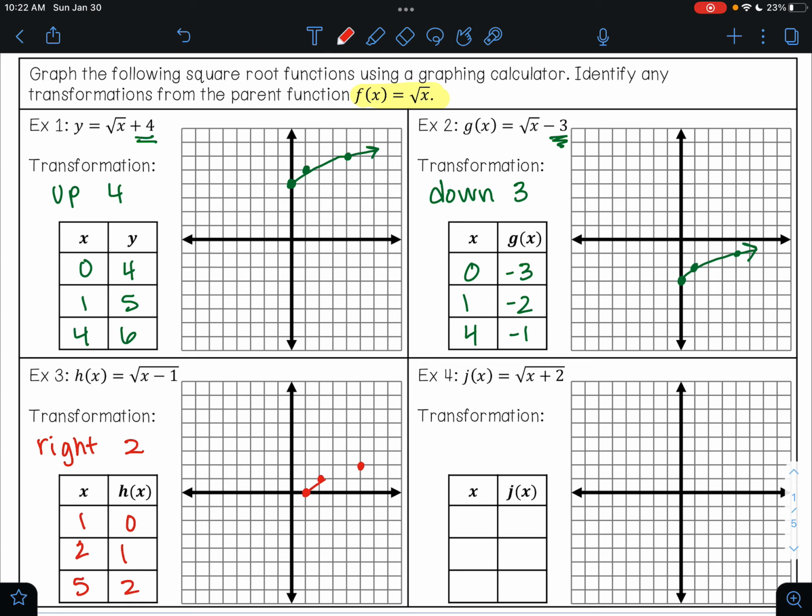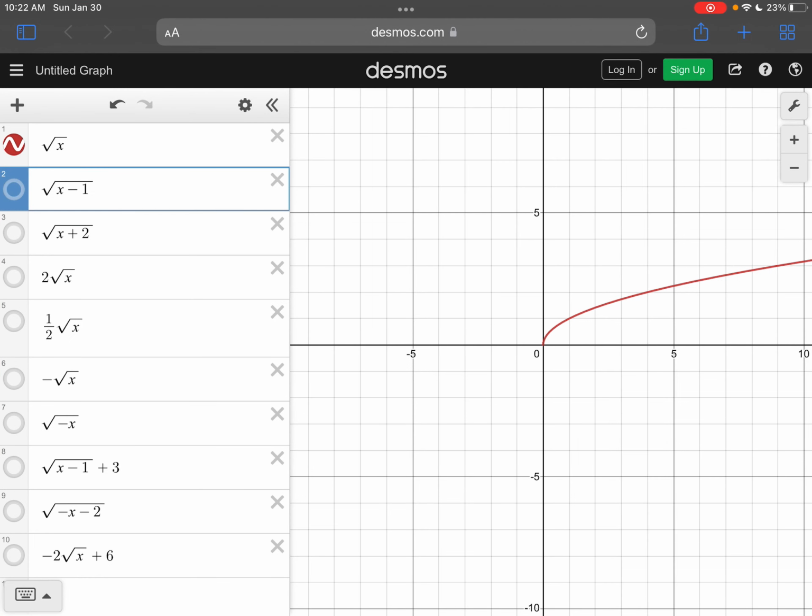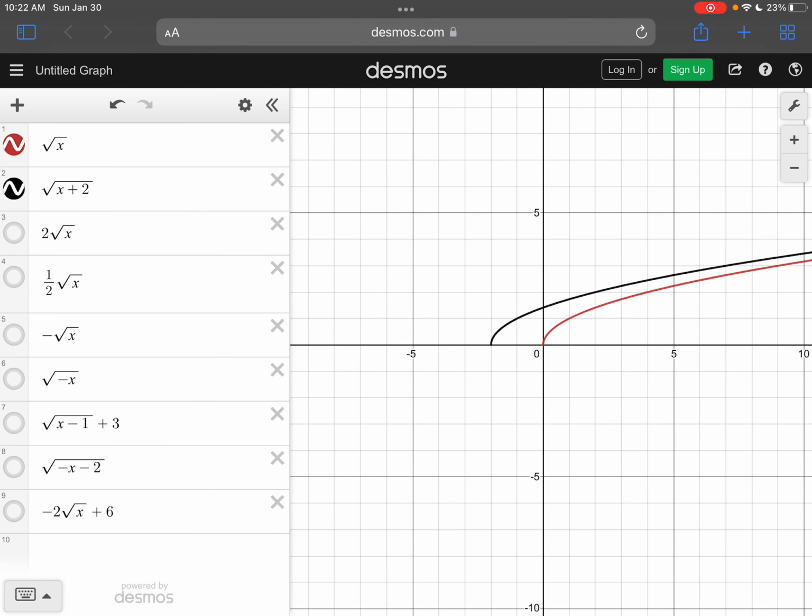And so this function looks like this. That was when we subtracted 1 underneath our square root symbol. On example 4, we're going to do x plus 2. Let's see how that transforms things. If I have x plus 2 here, this is my original, and this is my new function, and it looks like we have shifted to the left 2 units.